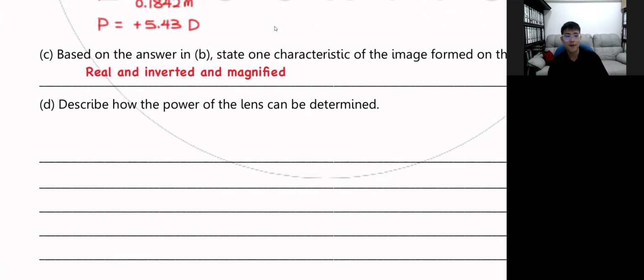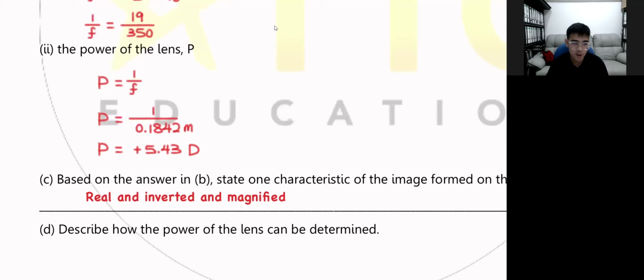Okay, then the next one, question D. Question D asks you to describe, that means explain the whole process of how the power of lens can be determined. So it's basically what you did just now. You can look at the calculations you did in question B. How did you calculate the power of lens? You use the focal length and then use the formula 1 divided by f to get the power of lens.